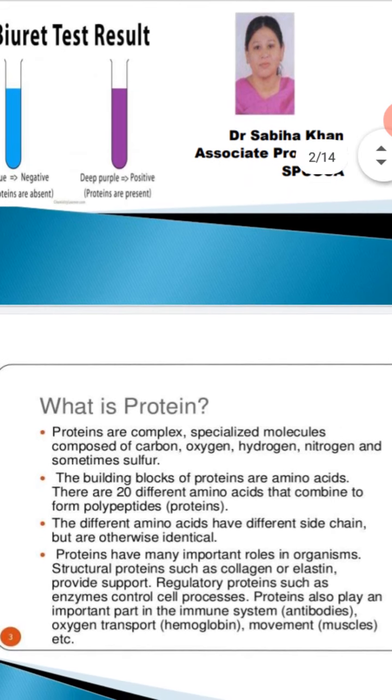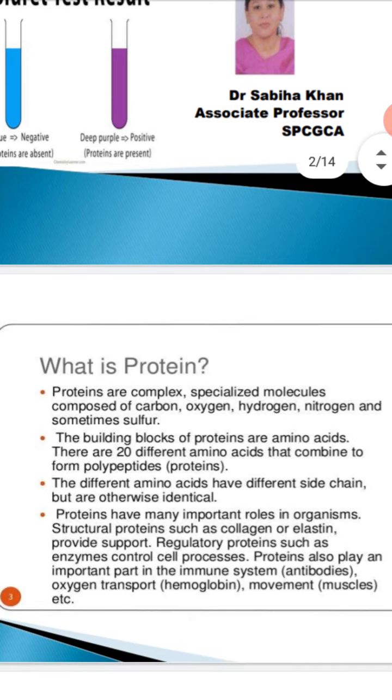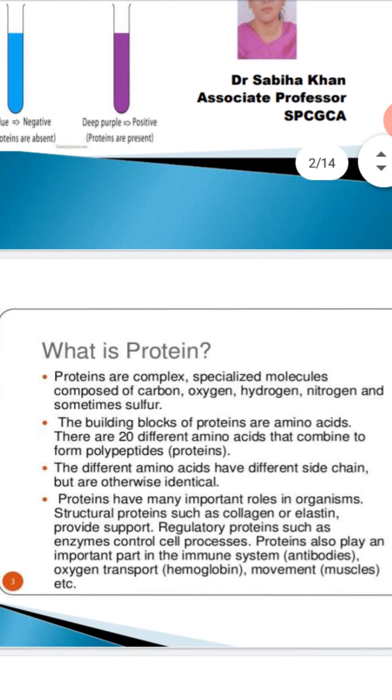What are proteins? They are complex specialized molecules composed of carbon, oxygen, hydrogen, nitrogen, and sometimes sulfur also. Proteins are the building blocks of our body. Why? Because they contain amino acids, and these amino acids combine to form polypeptides, that is, proteins. Different amino acids have different side chains. So proteins have many important roles in organisms.